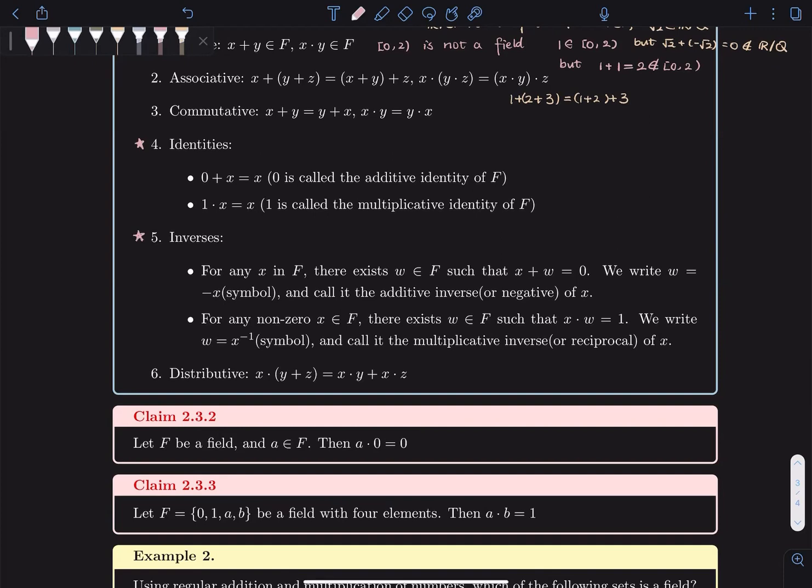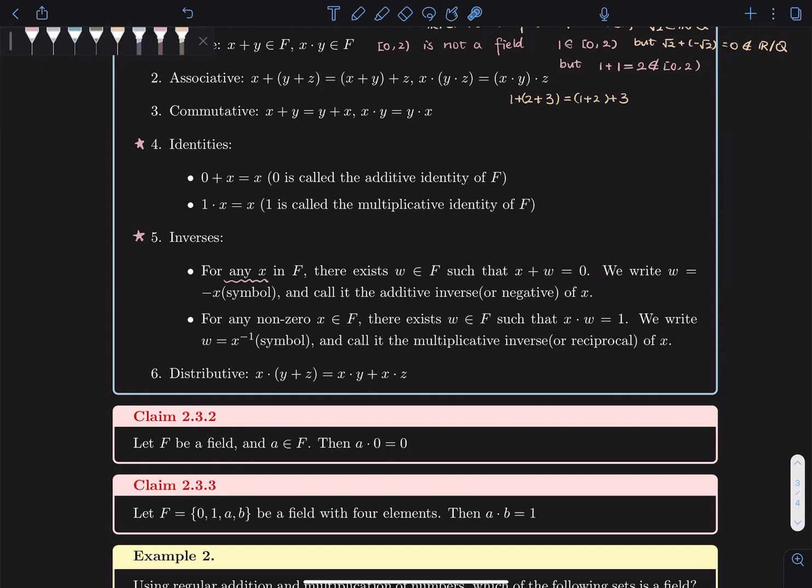That's identity. Inverses. We have additive inverses and multiplicative inverses. Remember, for additive inverses, it's any x. So every single element in the field should have an additive inverse, which means that if you add your additive inverse to the original element, you'll get back to 0. Again, this 0 just means additive identity. It's not always the number 0. That's what I want to say.